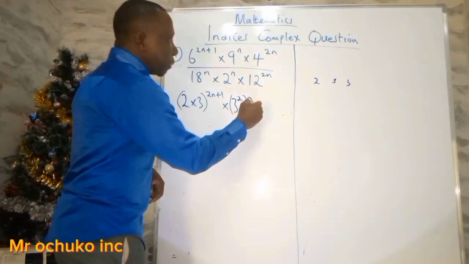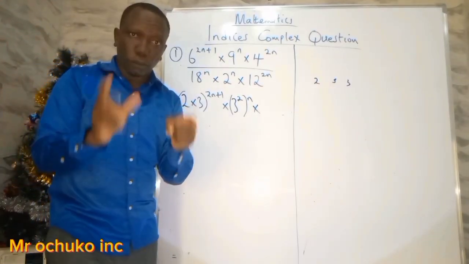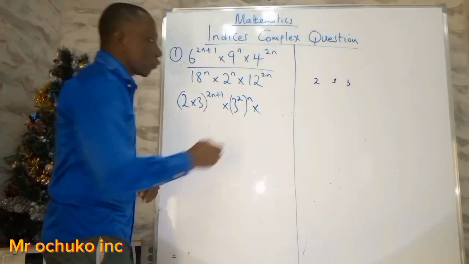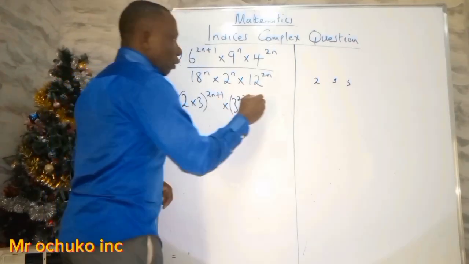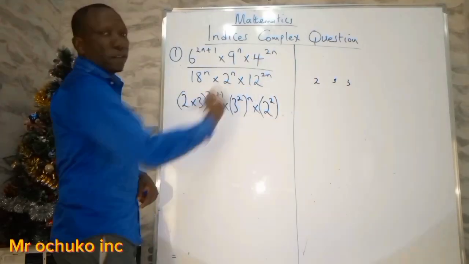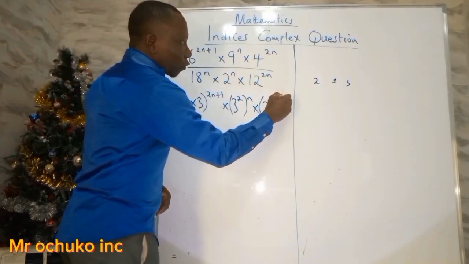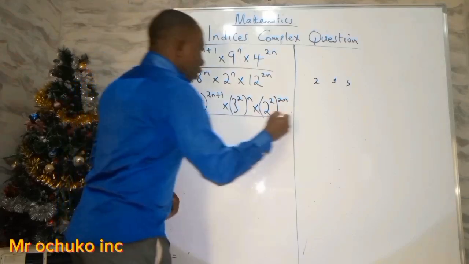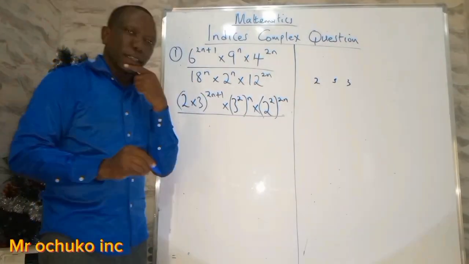Then let's see 4 in powers of 2. You know we can't get 4 in powers of 3, but we can get 4 in powers of 2. So 4 in powers of 2 is 2 raised to power 2. And there's a power already outside there, 2n. So we have 2 raised to power 2, all raised to 2n, all over 18.